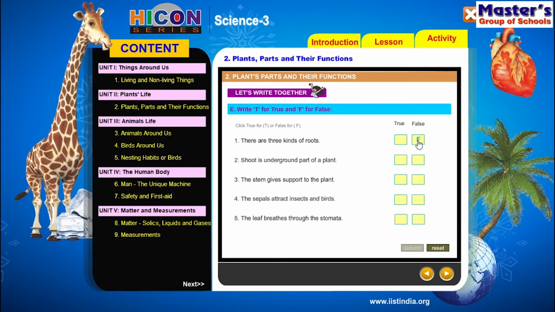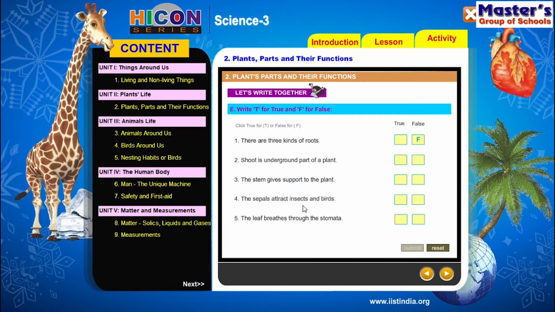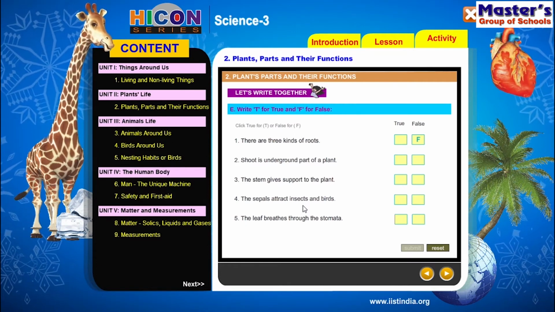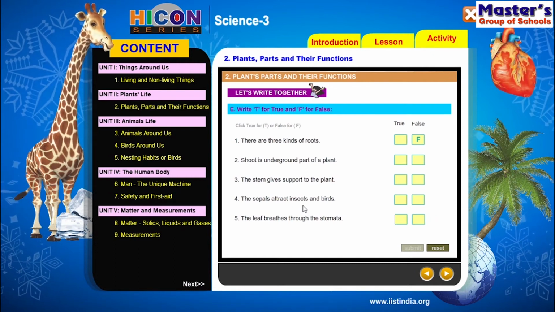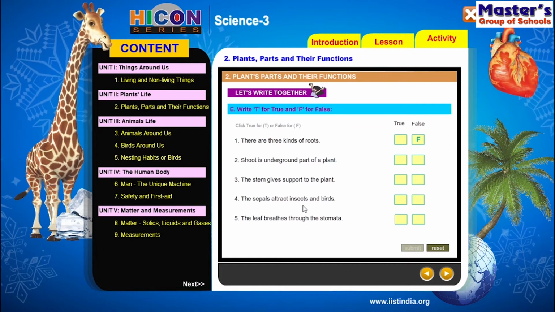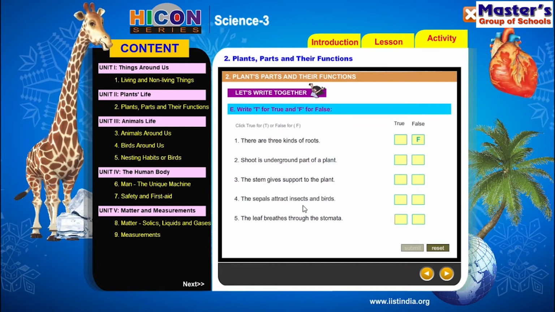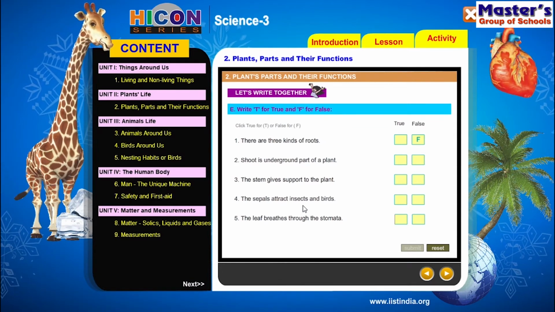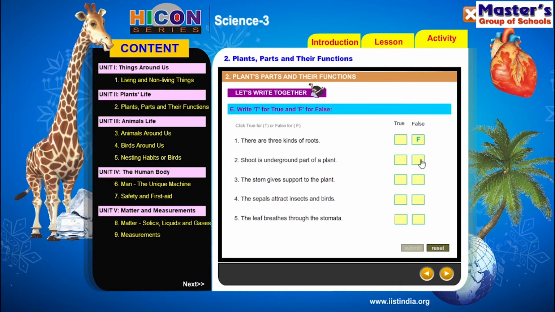See the second sentence: shoot is underground part of the plant. Children, is it correct? No. Mainly a plant is divided into 2 parts, that is roots and shoots. Root is the part which is underground and shoot is the part which grows above the ground. That's why shoot is not an underground part of the plant, it grows above the ground. So the second sentence is also wrong, that is false. Write F in the box.